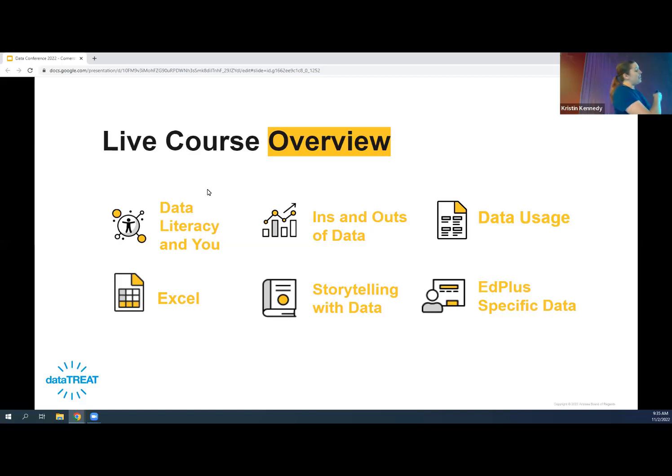We'll talk about Excel in one of our modules, basic Excel. We're not going to get into really complicated formulas. We'll talk basic formulas, pivot tables, and pivot charts, essentially how to manipulate your data and make it do what you want on a pretty simple level. We'll go into storytelling with data. Now that you have all this data, you know where it's come from and how to get it, how do you effectively present that to the powers that be to help them make decisions and guide your department or your group or your person into the right decision? And then, of course, the Ed+ specific data.